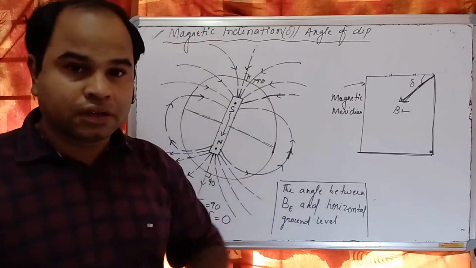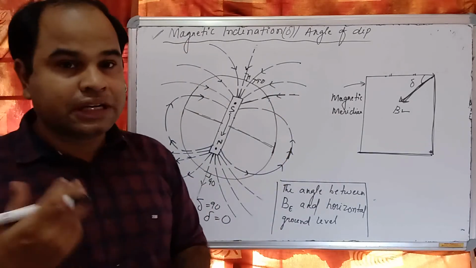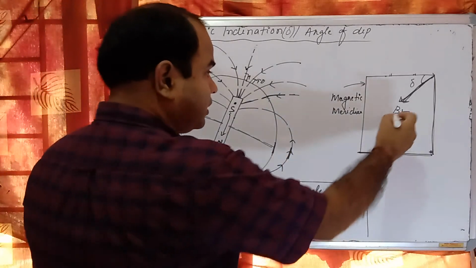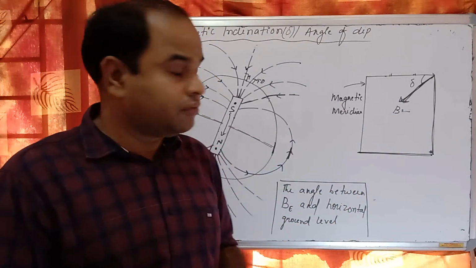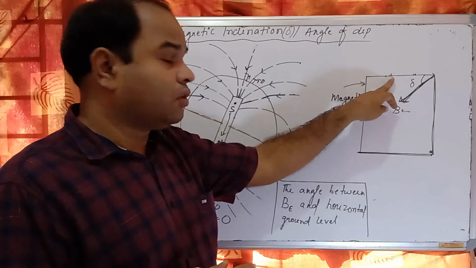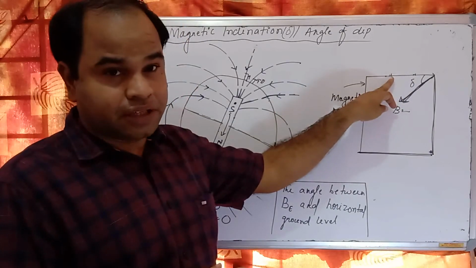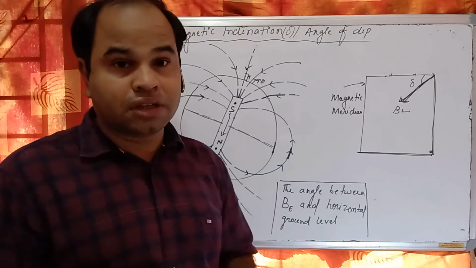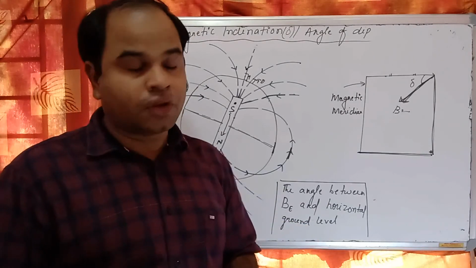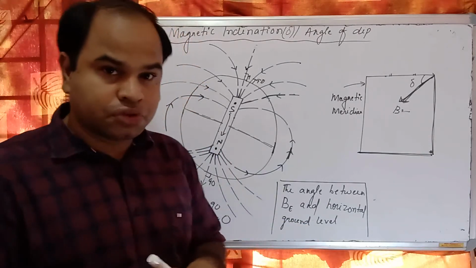So this is the definition of dip. It is the angle between the net earth magnetic field strength and the horizontal direction of the magnetic meridian, or that is horizontal ground level, or that is earth surface. Okay?